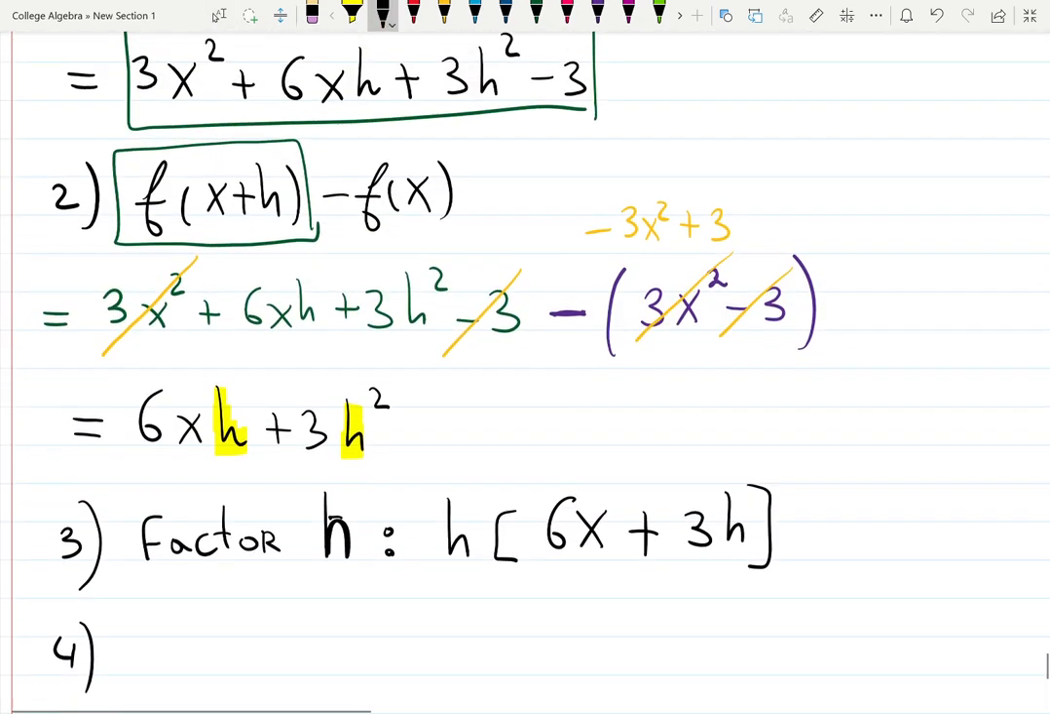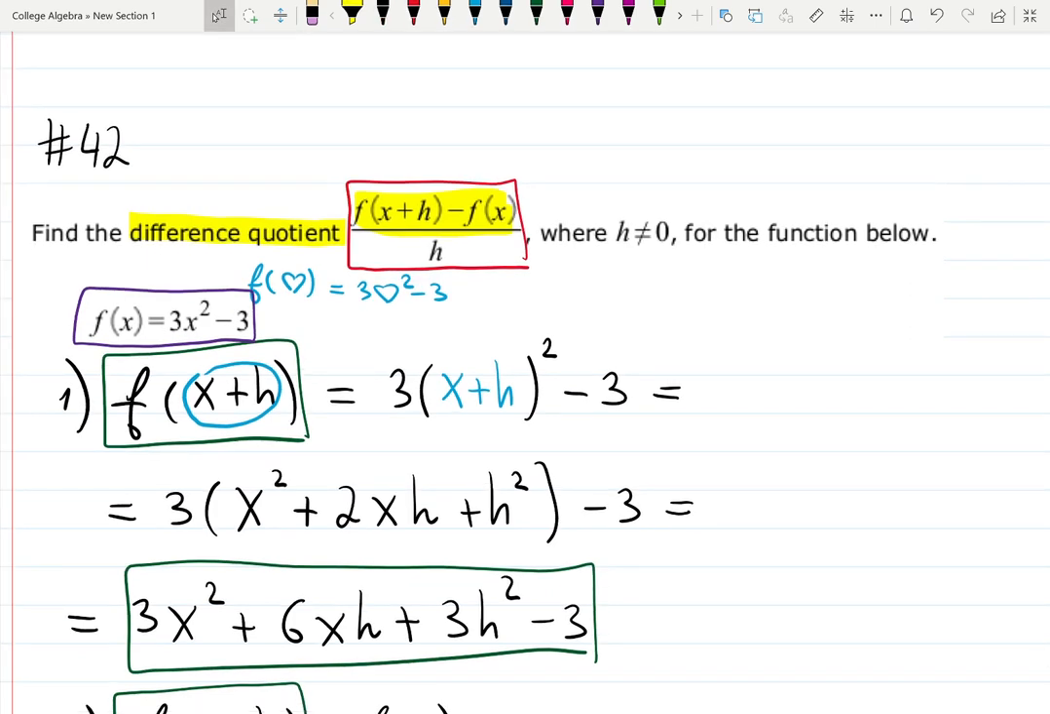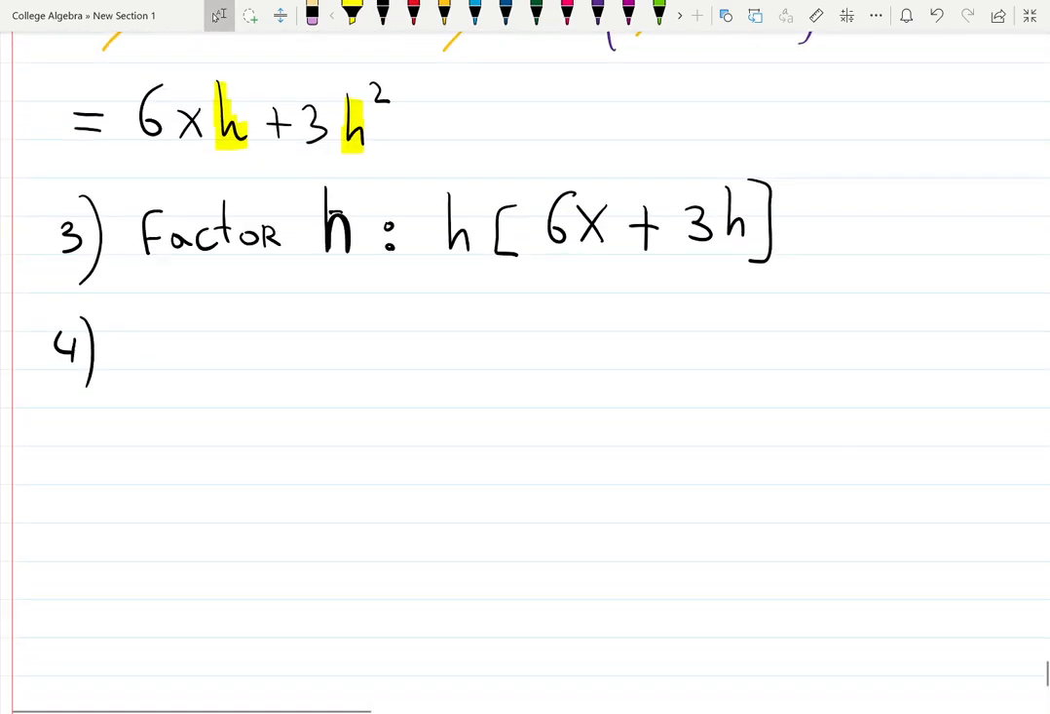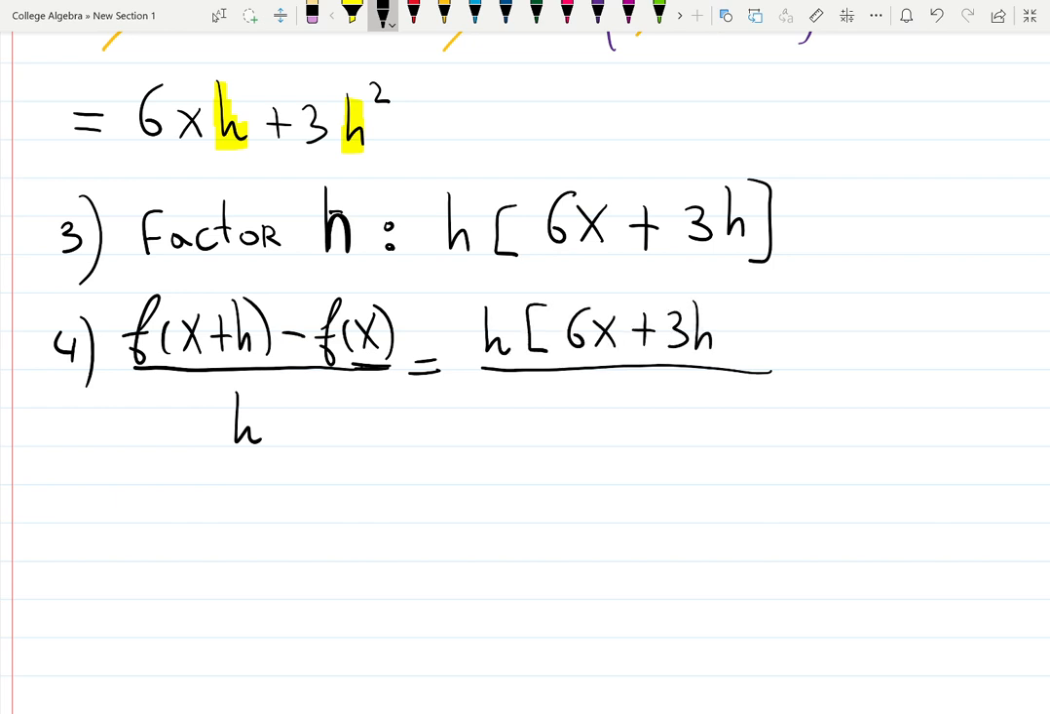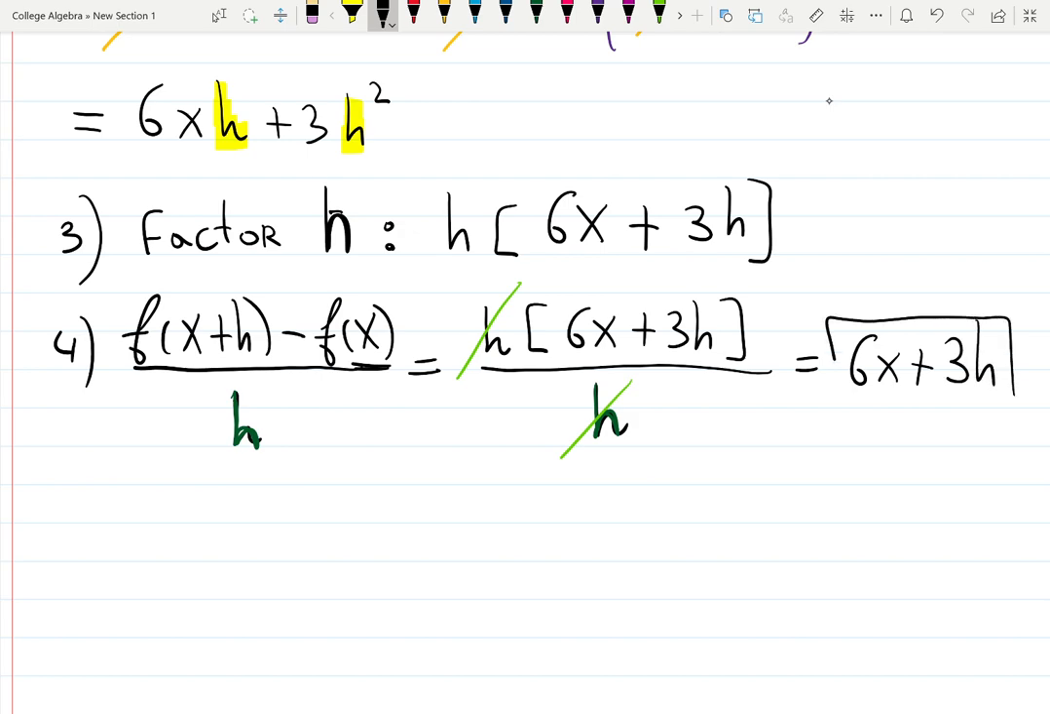The last step is the denominator of this expression, the difference quotient. The denominator is h, so I'm going to divide the whole result by h. Finally, we have f of x plus h minus f of x. We did that in the previous step, and we even factored out h over h. I factored out this h to divide by h and to cancel it out. The top is h times 6x plus 3h, and the bottom is h because it's part of the formula. Remember that. We factor out h for one purpose, to cancel it out. So the answer will be 6x plus 3h. And that is the answer.